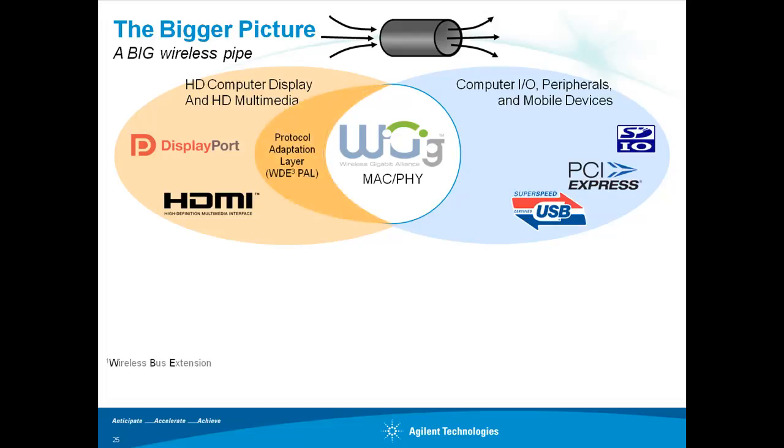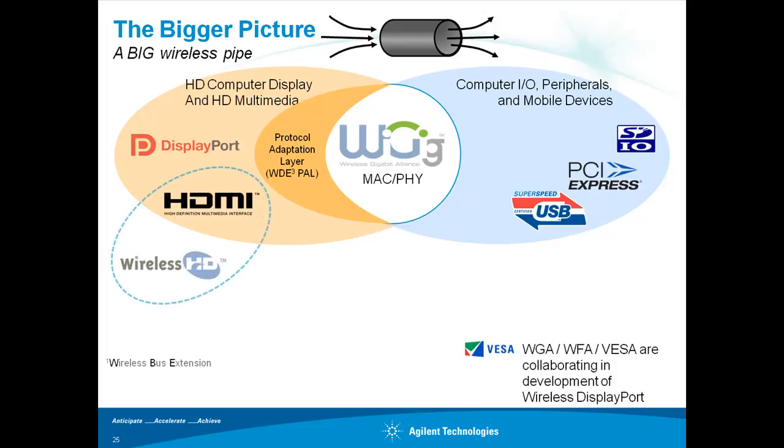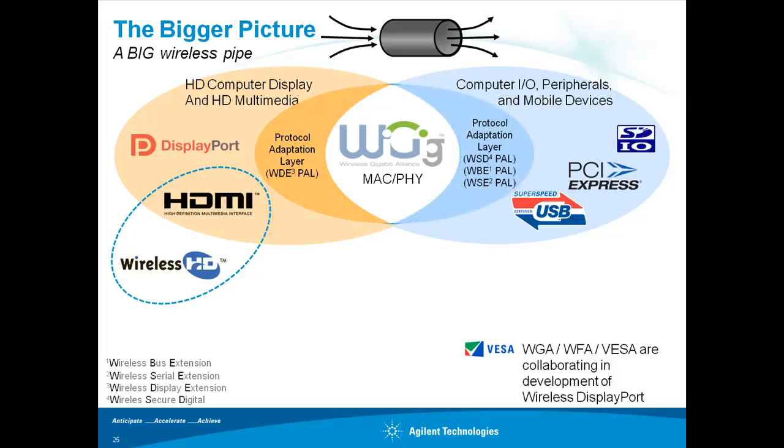The Wireless Display Extension PAL has been written to support both DisplayPort and HDMI connections, and a liaison has been established with VESA to facilitate the deployment of this technology as a wireless version of DisplayPort-branded cable replacement. HDMI-branded cable replacement is based on wireless HD technology. The Wireless Bus Extension has been written with PCI Express in mind, as has the Wireless Serial Extension been written with USB 3.0 in mind.